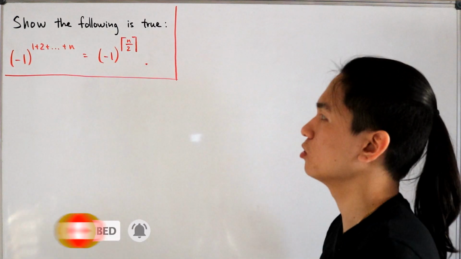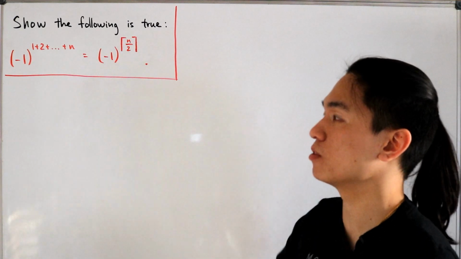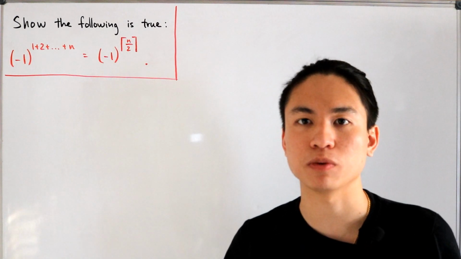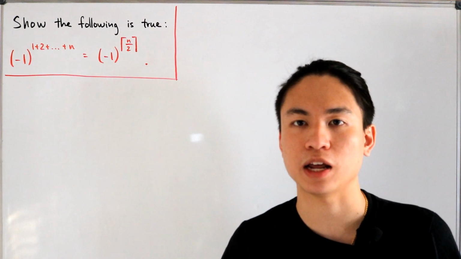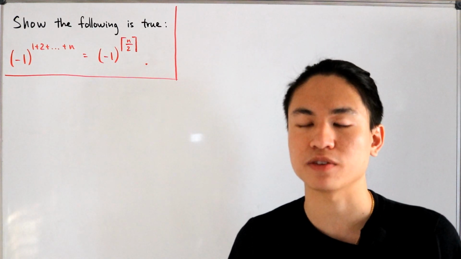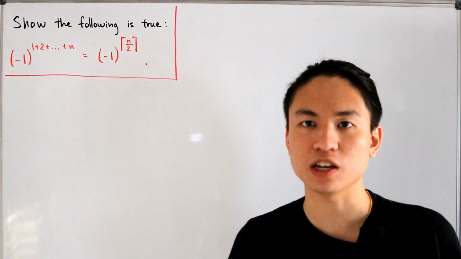If you take a look closely, the base is -1, and for both sides it depends on what our exponent is. The result is -1 when the exponent is a positive odd integer, and it will be equal to 1 when the exponent is an even integer.